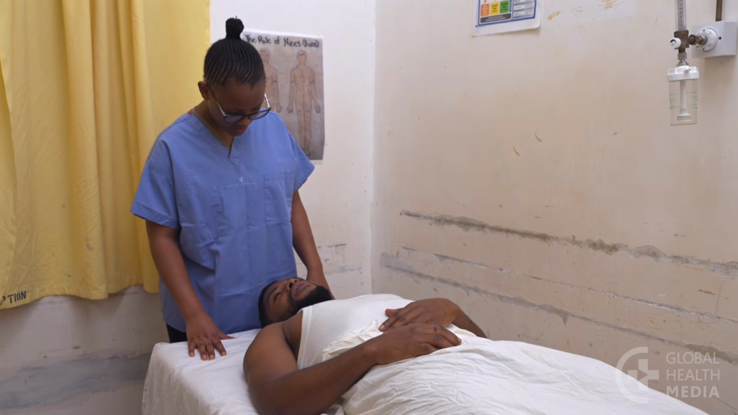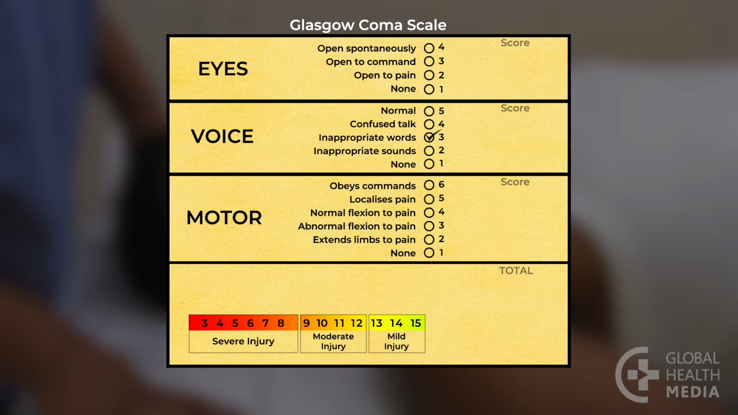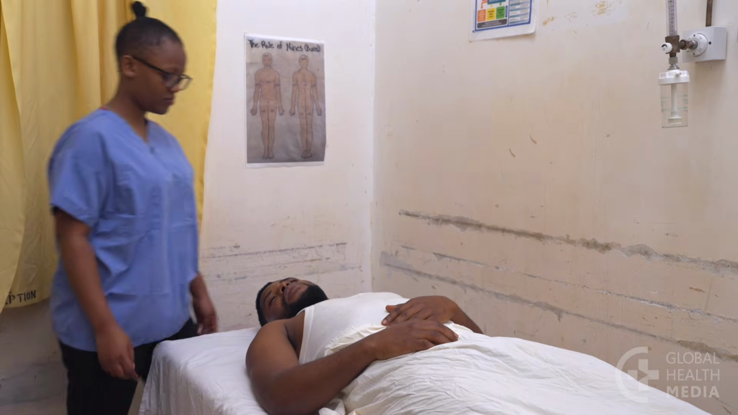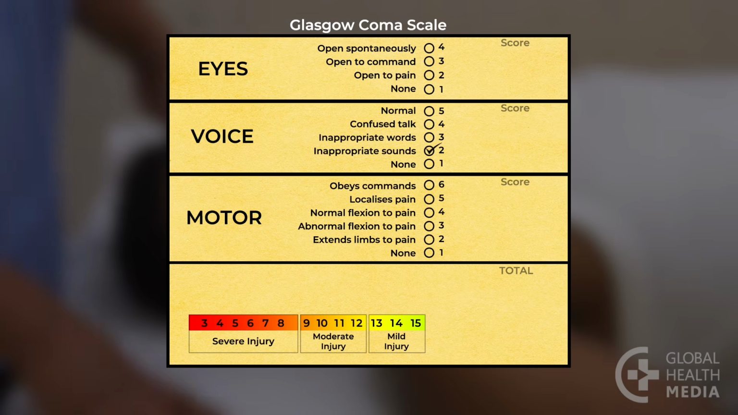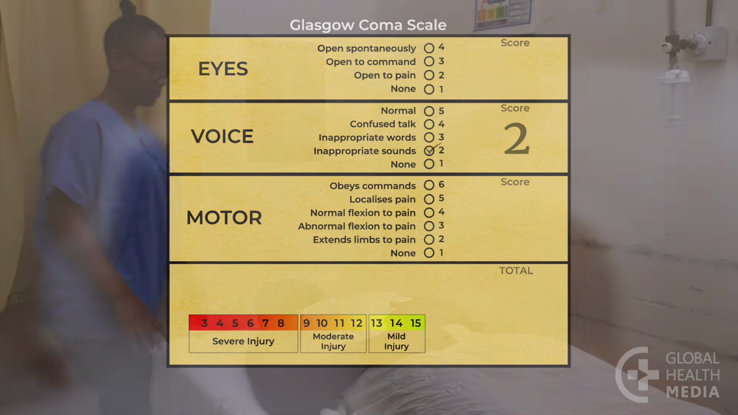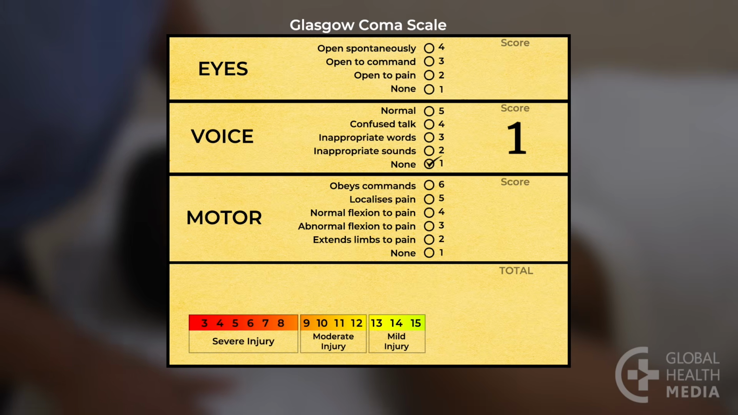If he answers with random words that you can understand but don't make any sense, with responses completely unrelated to the question, he is given a 3. If the patient is making sounds instead of speaking words, he is given a 2. If he doesn't answer at all, he is given a 1.